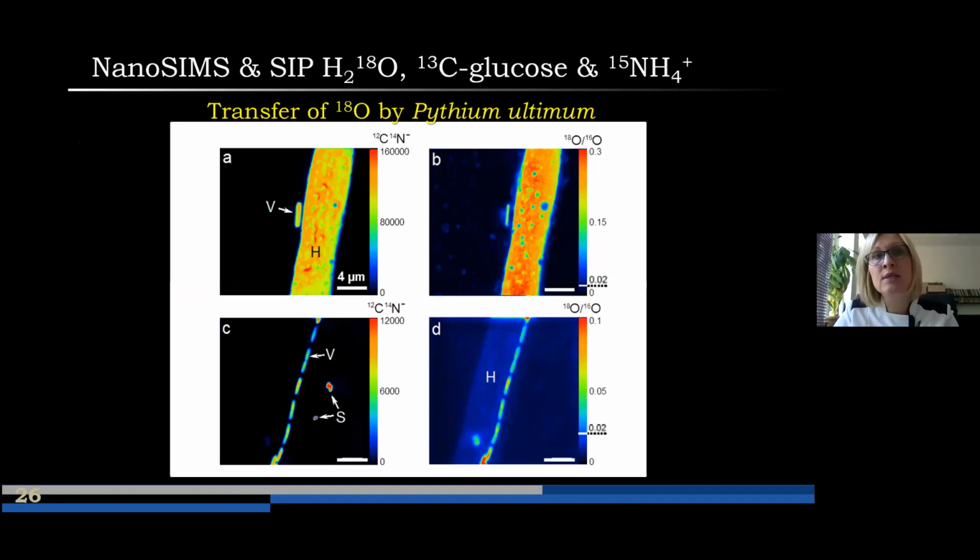NanoSIMS in this case was used specifically to look at the uptake and transfer of the carbon, which was given in the form of 13C glucose, ammonia, and 18O water, to the spores, and to the vegetative cells. And what we could see, of course, is no big surprise, is that vegetative cells would be enriched, and clearly they got it from the hyphae, because in the beginning of the experiment only hyphae were labeled. So the transfer was clear, and this is not a surprise.